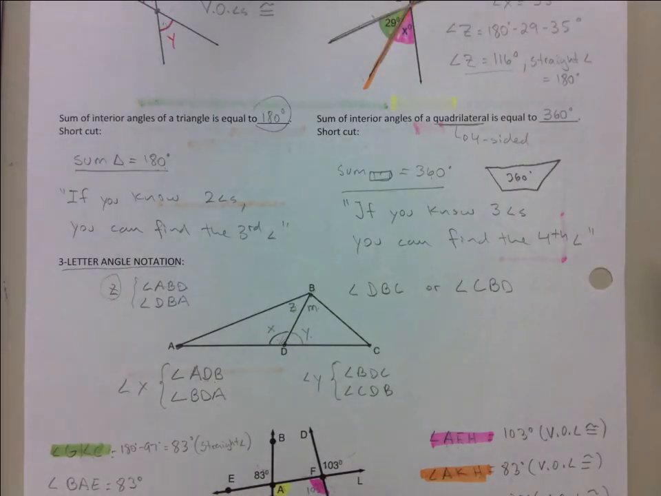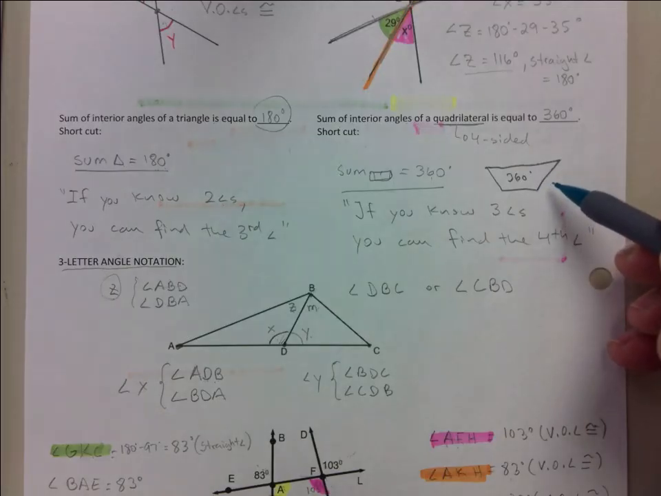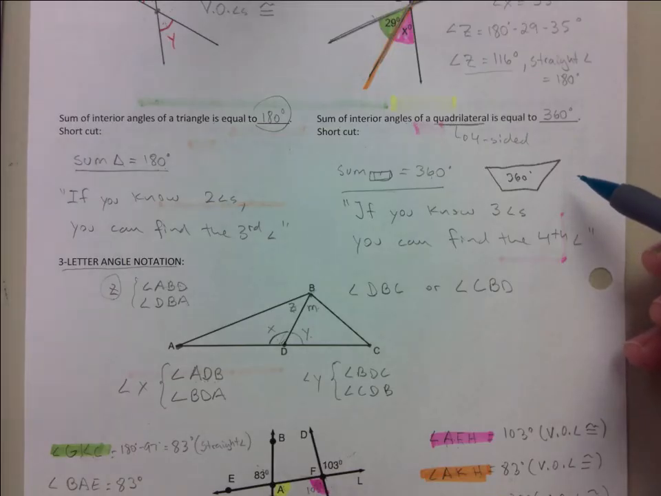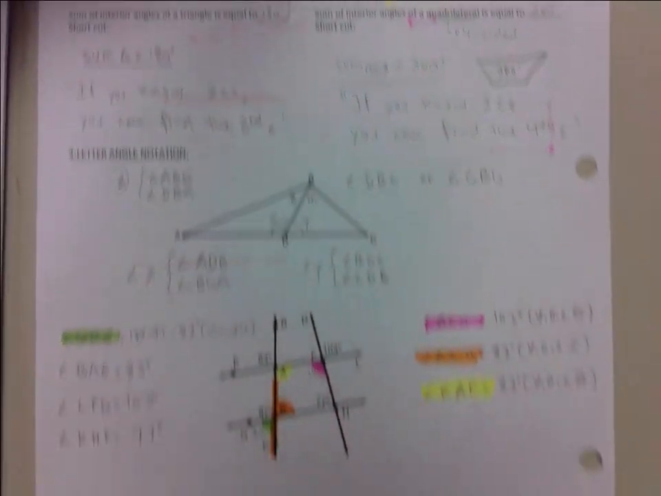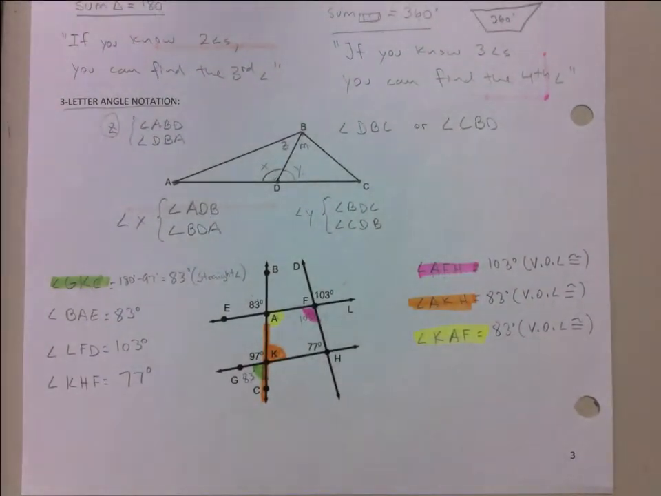The easiest one is a rectangle because it's 90, 90, 90, 90, right? 4 times 90 is 360, but it is true for any four-sided shape. That's going to come in very handy down the road, trust me, okay? We don't want to forget about it. Last but not least is three-letter angle notation. This one I need you to be comfortable with, okay?